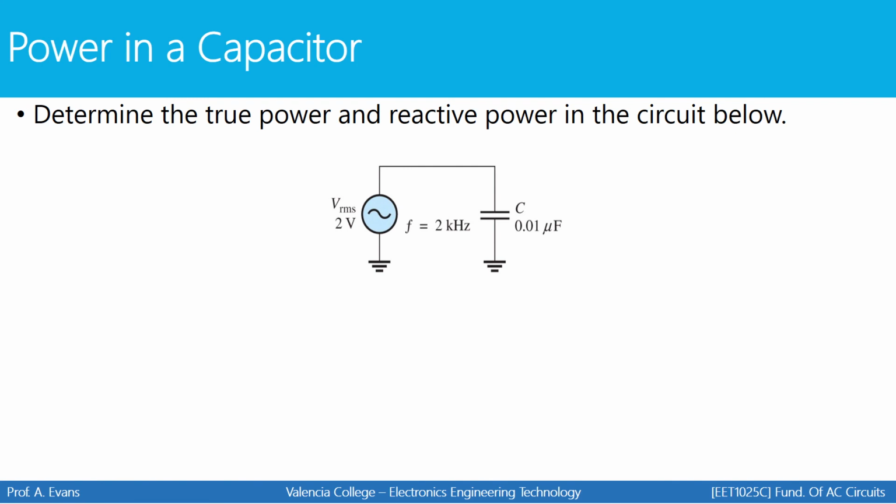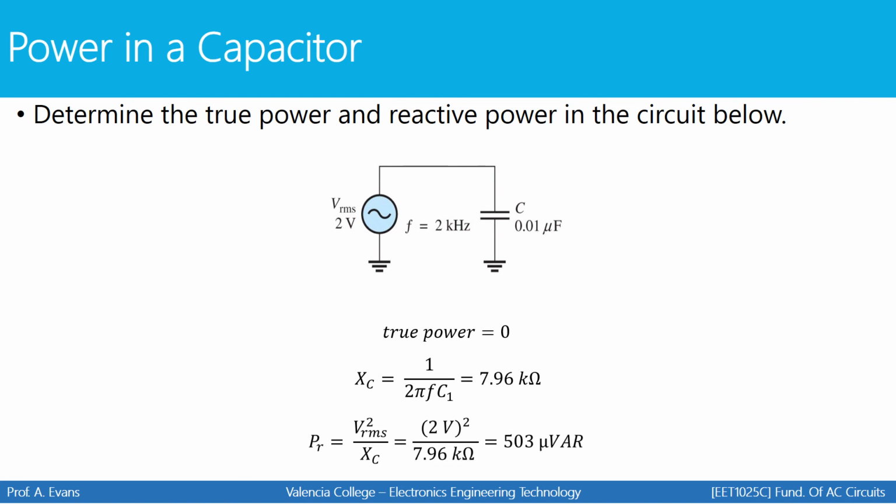So if you were to determine the true power and the reactive power in the circuit below, first, true power is always 0. When you have a capacitor in an AC circuit, there is no true power. It is always going to be 0. As for the reactive power, we need to know the capacitive reactance. So you're going to calculate that using the frequency and capacitance values provided. And then you can plug your RMS voltage and your capacitive reactance into the equation for reactive power, and you get 503 microvars. Remember, var is the unit for reactive power.